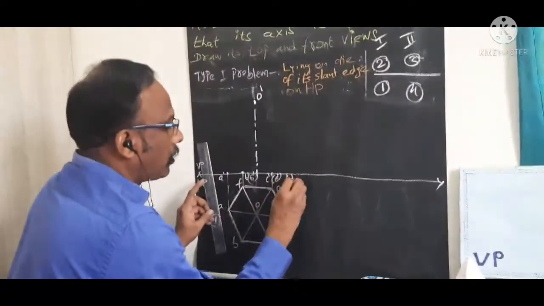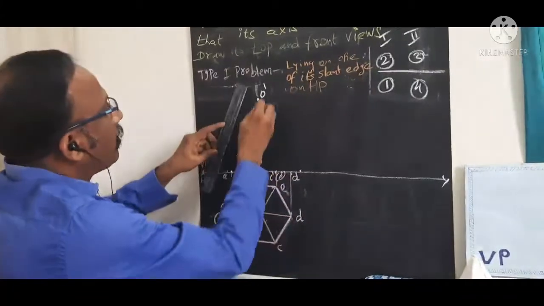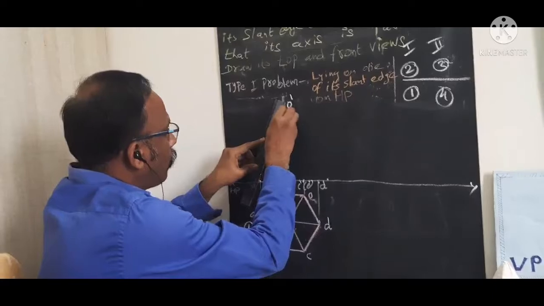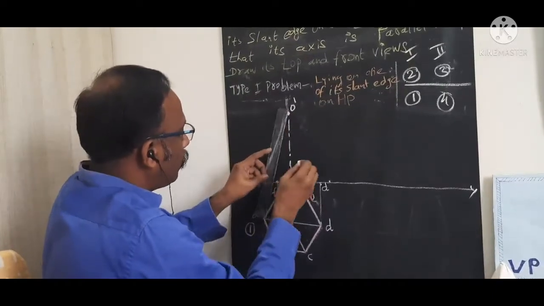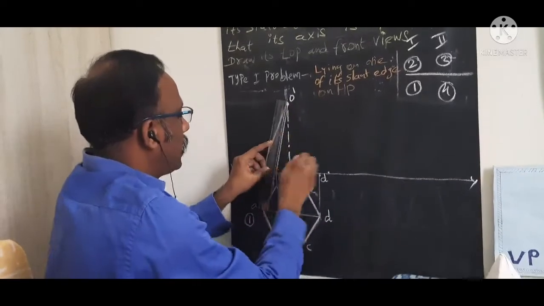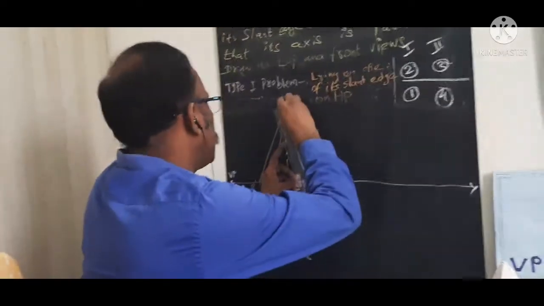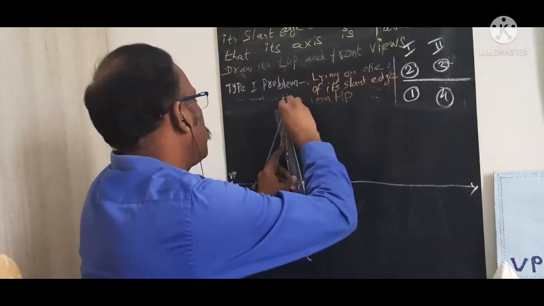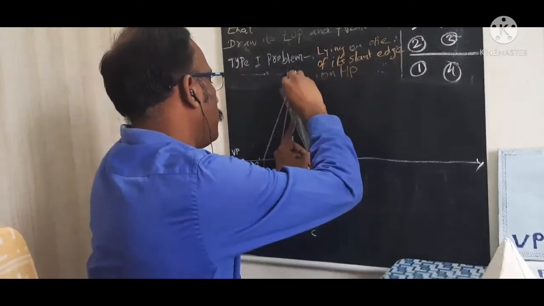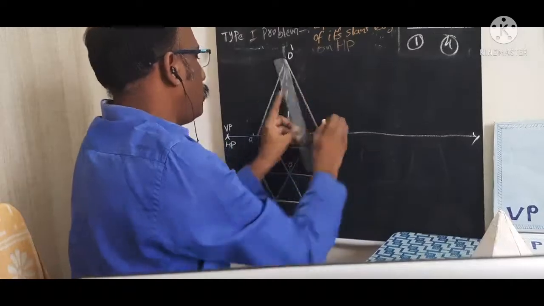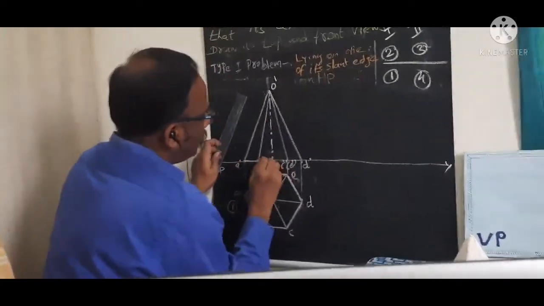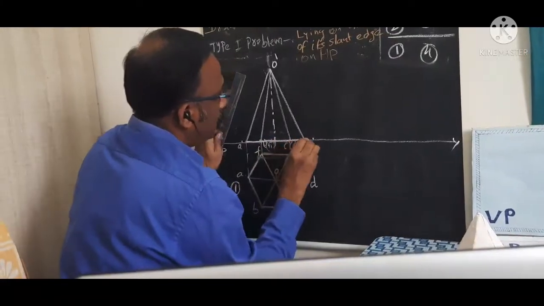This corner point is D dash. Now I need to connect O dash with A dash, O dash with B dash point, O dash with C dash point, right? Then O dash with this D dash point. Also you need to draw this base line as the thicker one.